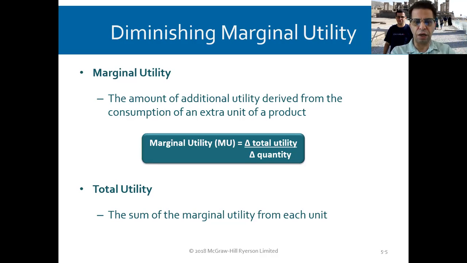Marginal utility, or MU, stands for the change in total utility over the change in the quantity. And the total utility is the sum of the marginal utility of each unit. Let's say the first hamburger gave you 5 utilities, or satisfaction, and the second gave you 4. So the total utility is 9.